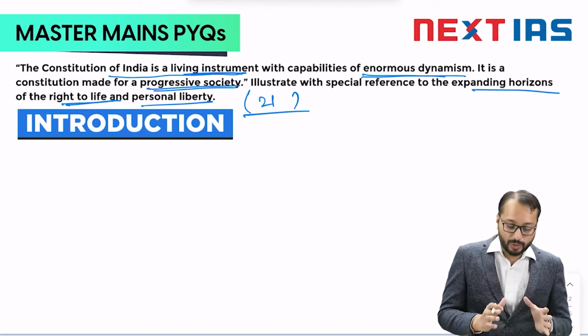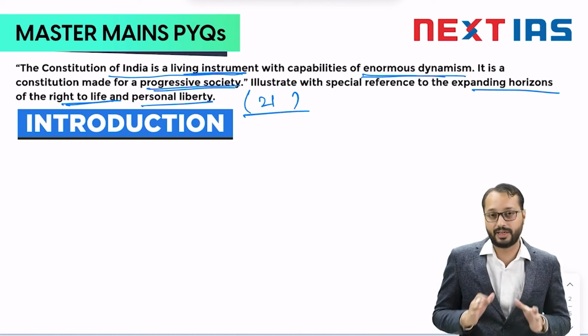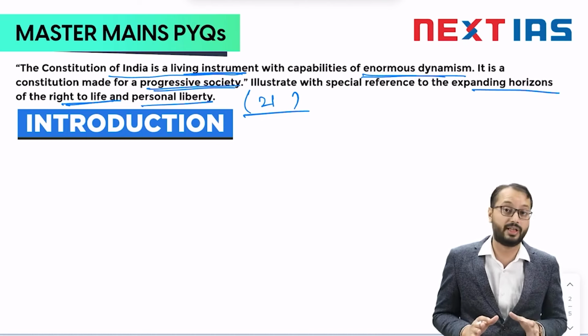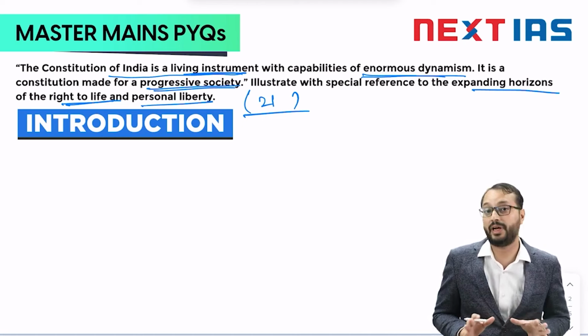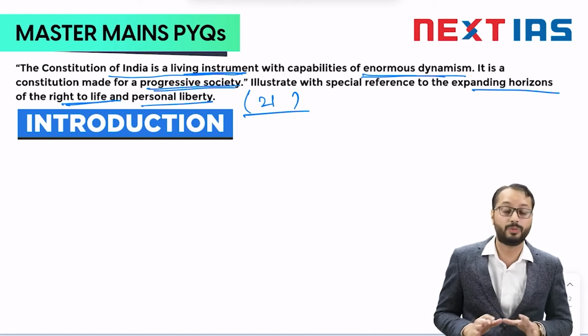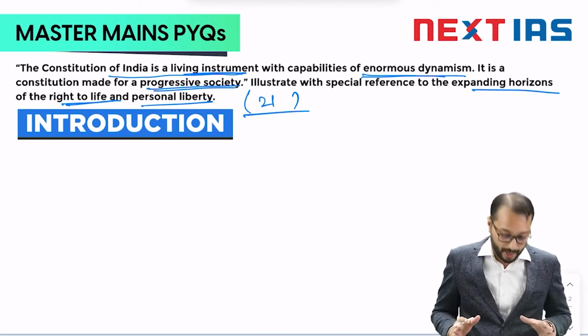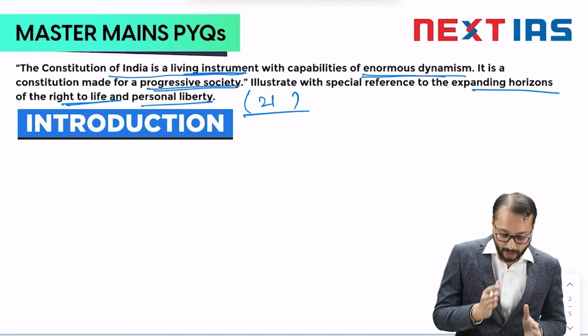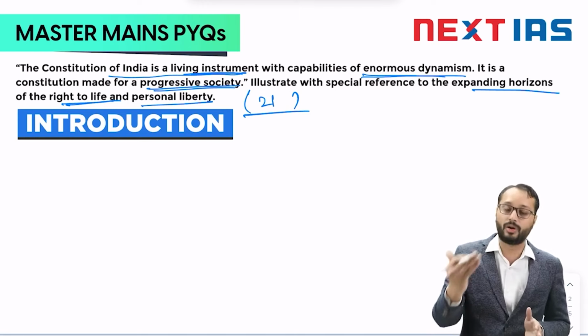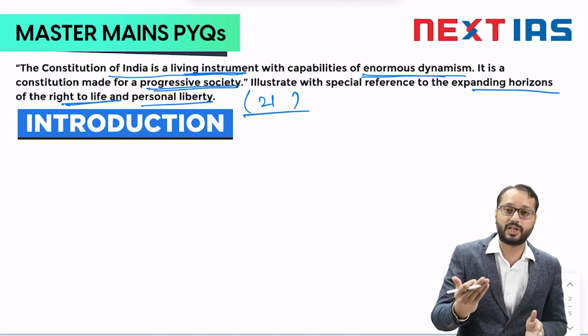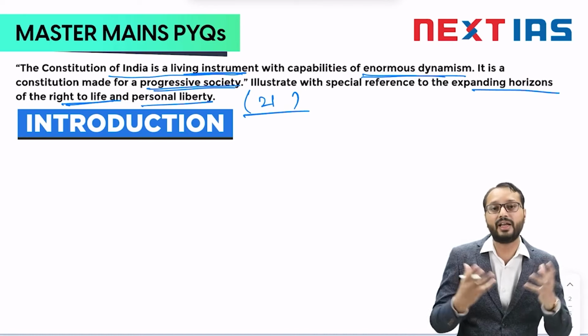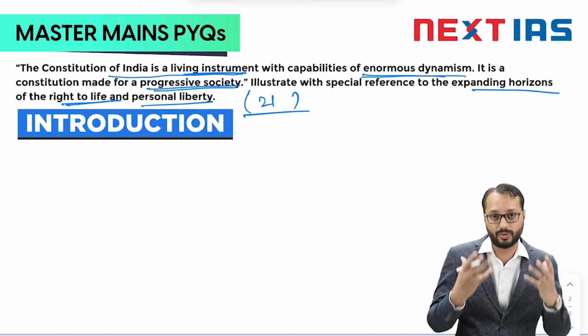Now, how would you introduce this particular question? That is the second thing. I would suggest that the best and appropriate method to introduce this particular question would be to explain the context. There are certain keywords in the context. You can see living instrument, enormous dynamism, and progressive society. So you can interlink these ideas to create an introduction of your own.